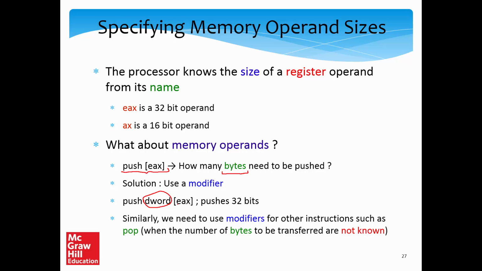In this case we'll actually push 32 bits because we are using the D modifier, and D means 4 bytes or 32 bits. Similarly, we need to use modifiers for other instructions such as pop when the number of bytes that need to be transferred is not known. In the case of a register, since we know its size, we assume that we'll fill up the entire register. But in the case where we are transferring something from the stack to another memory location, we do not know for sure. So that's the reason it is necessary to use a modifier such as D word, to say that we want to push 32 bits.